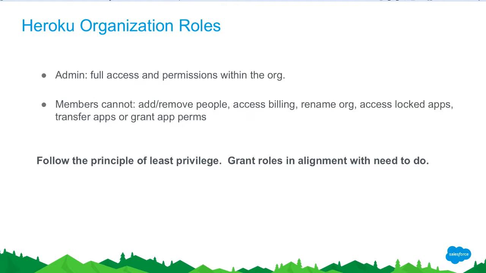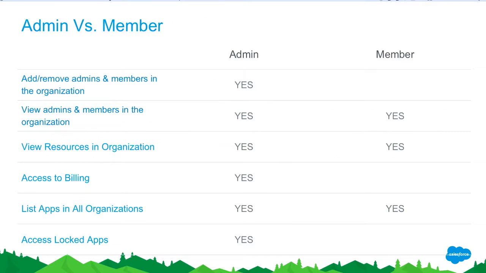Members are less privileged than admins, of course. They cannot see the billing information, they cannot go and access the locked apps, they cannot take an app and transfer it out. They cannot add new members, or basically they cannot do a lot of administrative features. Again, as Mikkel was saying, we should follow least privilege and only assign admins to the people that should be admins. So if you look at a quick comparison between what an admin and a member can do, there are certain things that probably make sense only for admins to have, like access to billing.